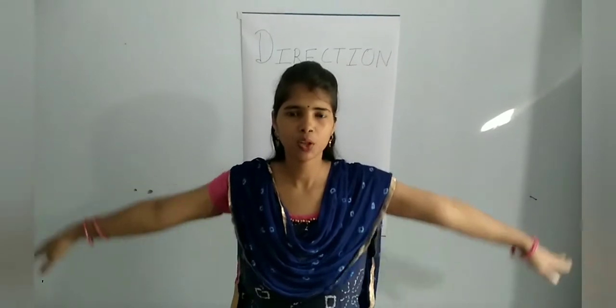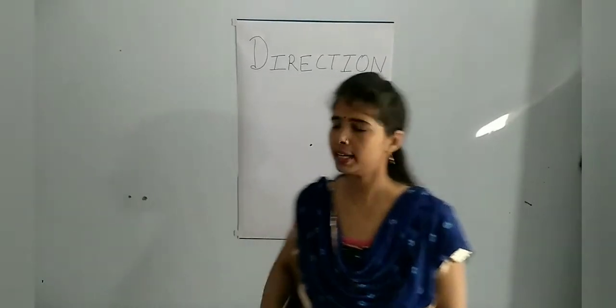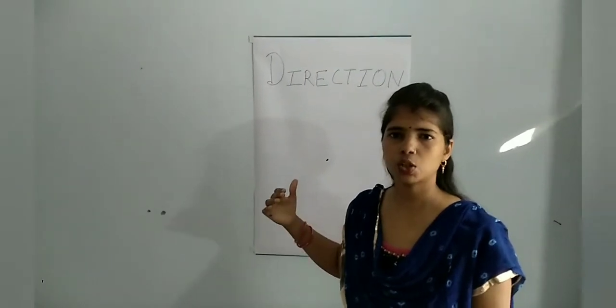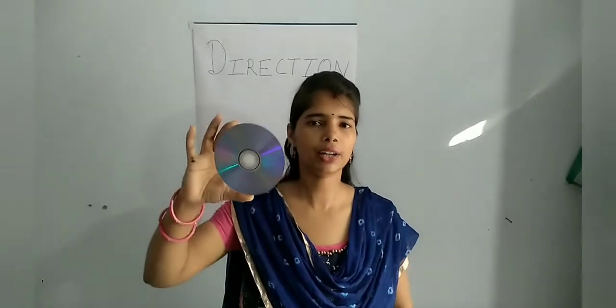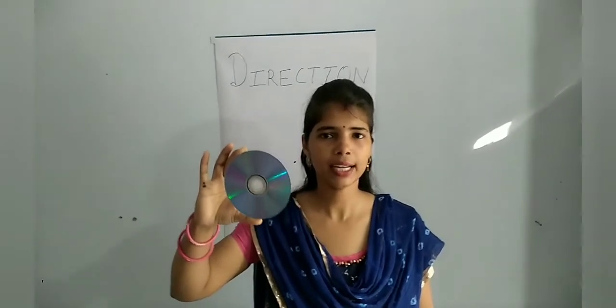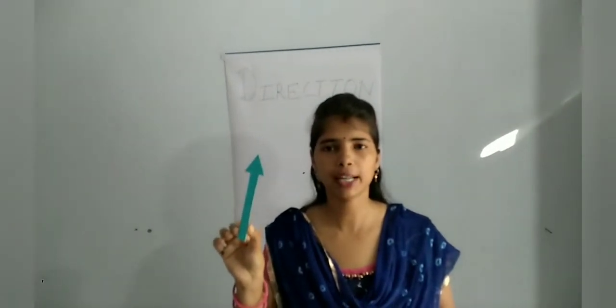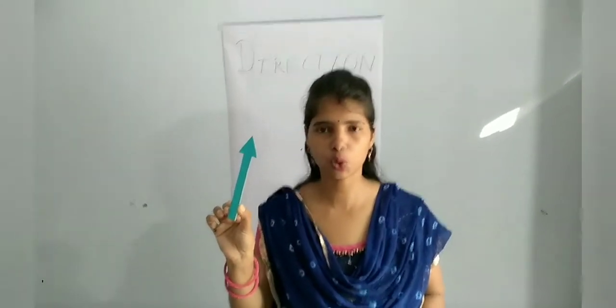Is it clear? Okay, now I am going to show you these directions on my chart. And for doing this activity, what do you require? You require a board. You require a round circle you can make, or you can use a disc. You require one tape, and you require this arrow which is made up of paper. Is it clear? Okay. Now let's move on to the activity.